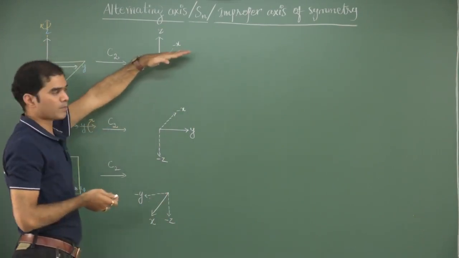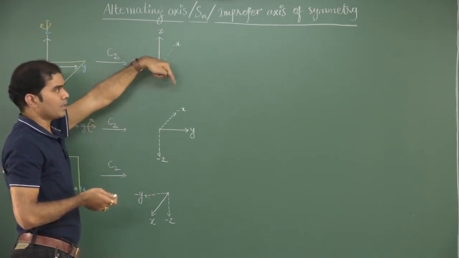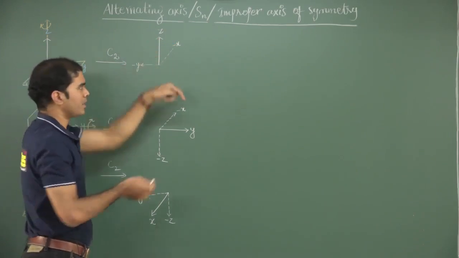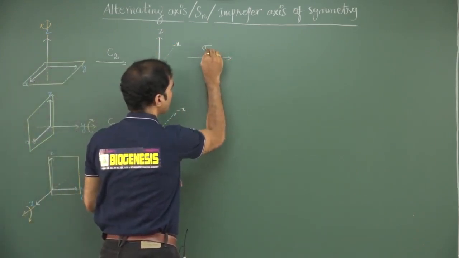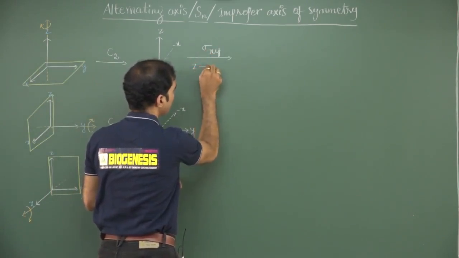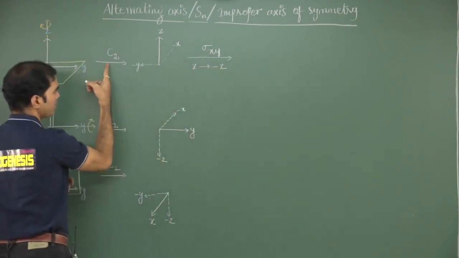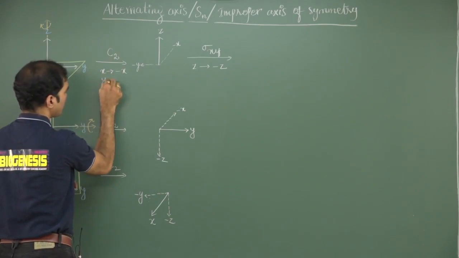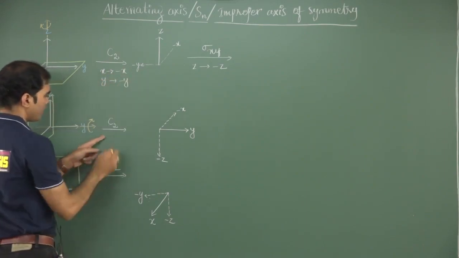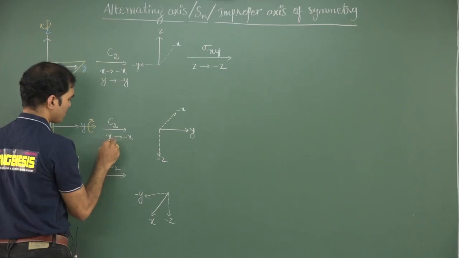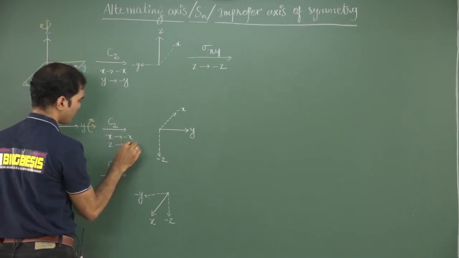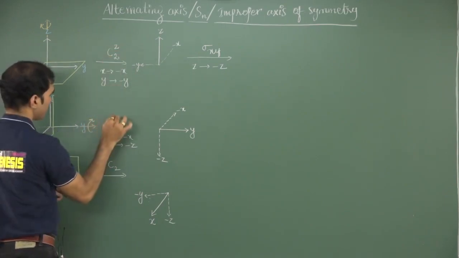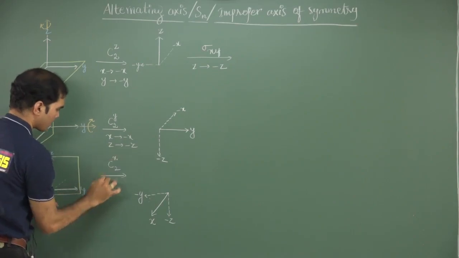Since it is passing through xy, z will come down. Minus x, minus y, and after the plane this is becoming minus z. So after a sigma xy plane, even z will be converted to minus z. Due to this rotation, x is converting into minus x, y is converting into minus y. With this rotation, x into minus x, z into minus z. This is a C2 along z, this is a C2 along y, and this is a C2 along x.